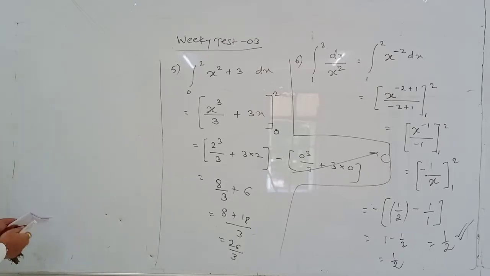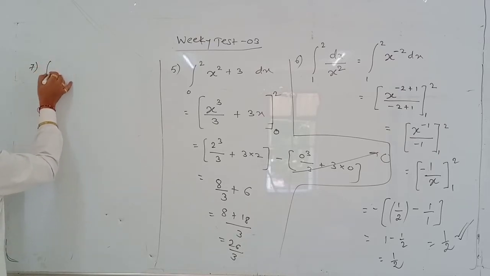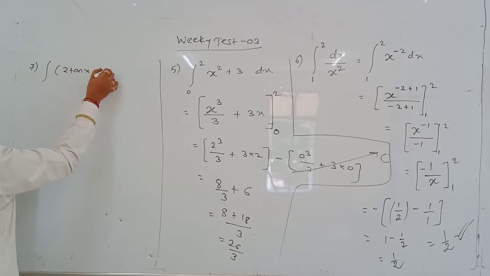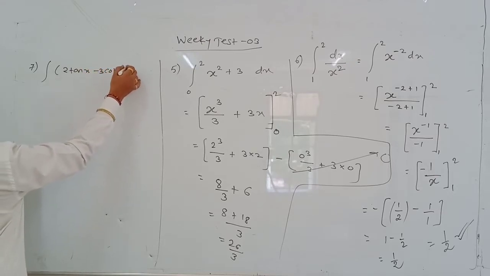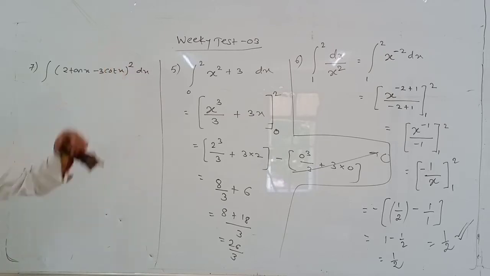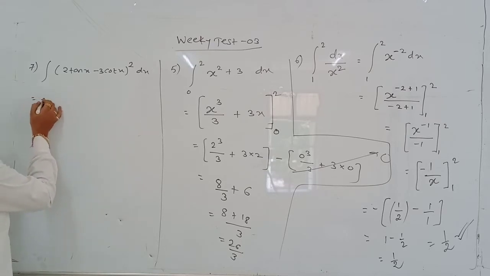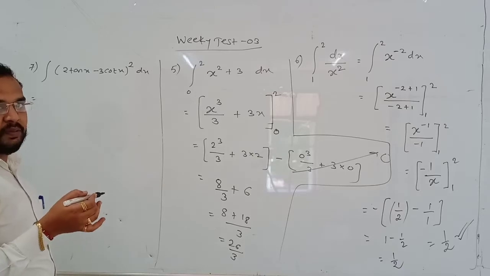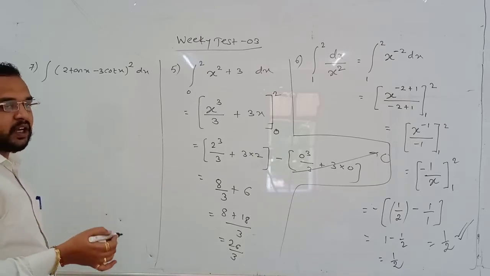This type of question I have conducted in the class itself. Question 7: integration of (2 tan x minus 3 cot x) the whole square dx. Now see student, it is (a minus b) the whole square. How to open this bracket? a square minus 2ab plus b square.